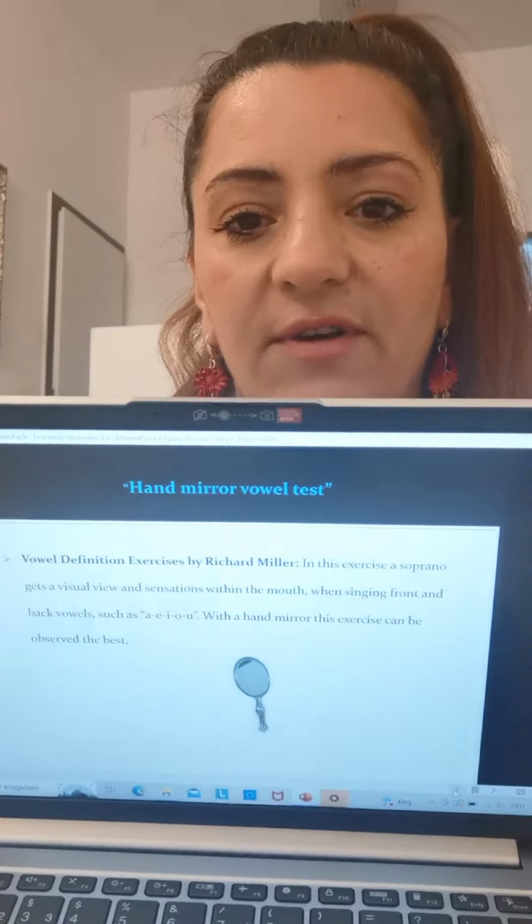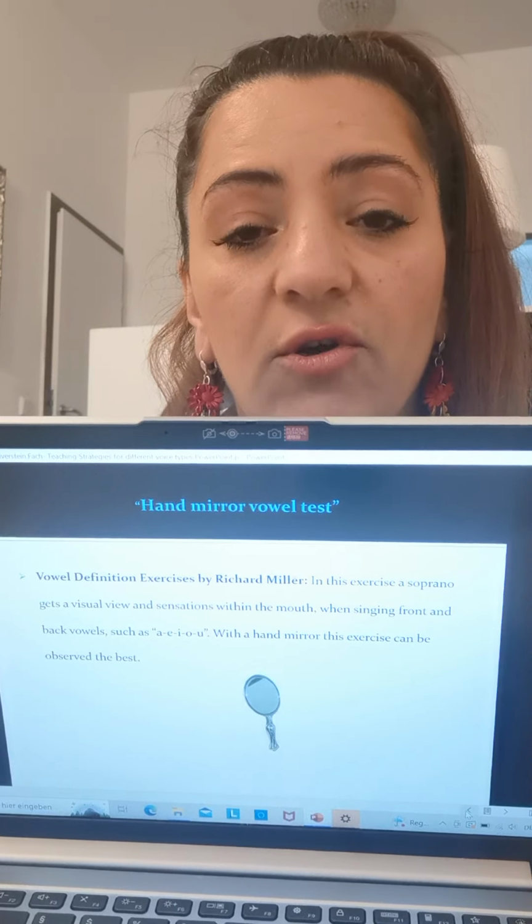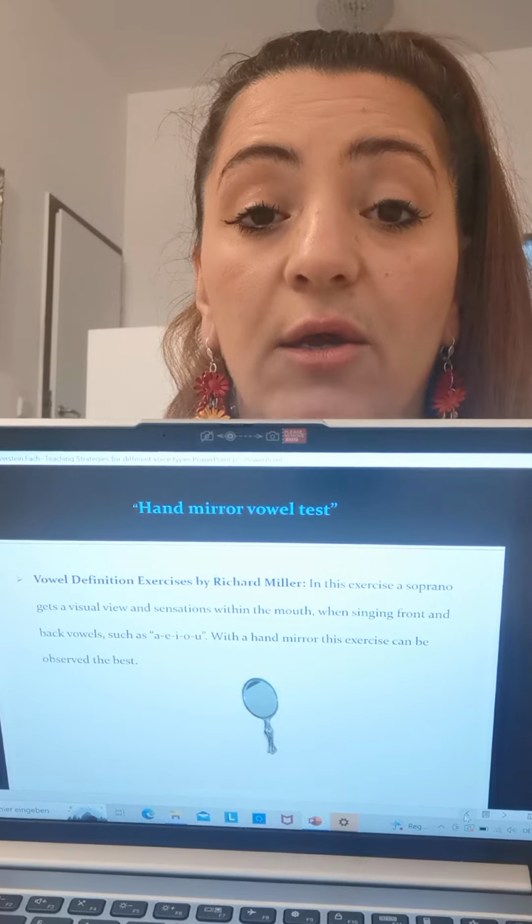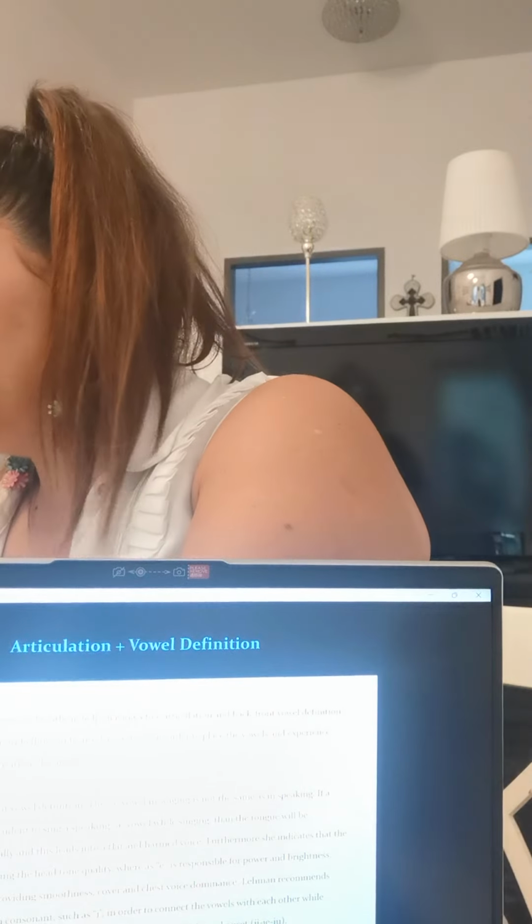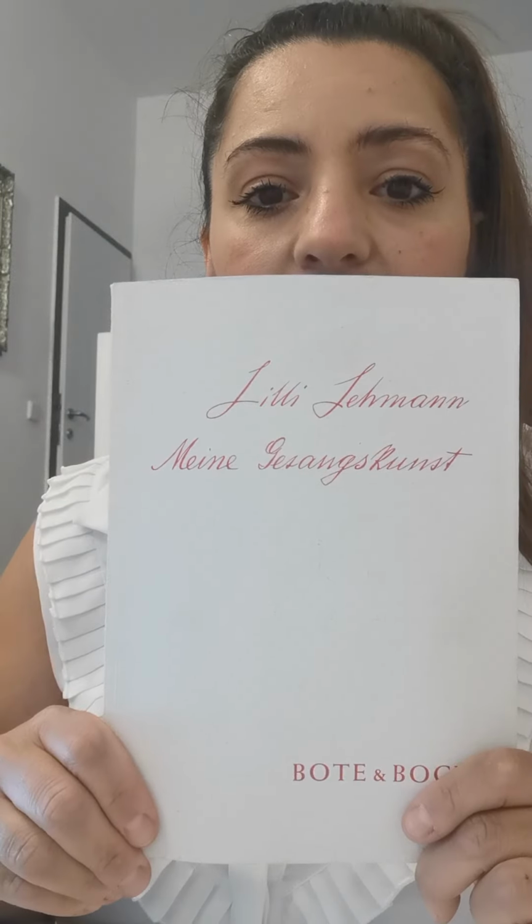Yeah, and Richard Miller also suggests, this is of course very well known, to stand in front of the mirror and look into your mouth when you're doing A, E, I, O, U. That way you can observe yourself and see what's going on. Lilli Lehmann, by the way, is also a very renowned vocal pedagogue. She has this book, Meine Gesangskunst. That's also a quite old book. You can really see that when you are reading through it. The language is quite poetic. It's not so straightforward like now.